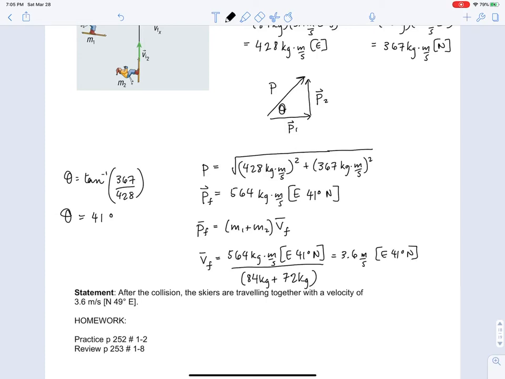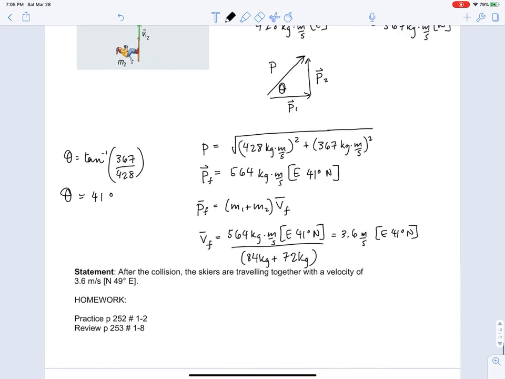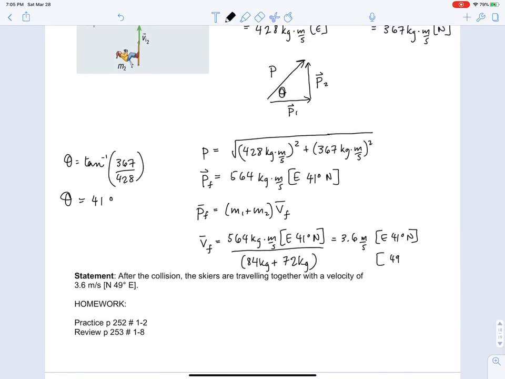Note, the textbook has solved this and reported the answer as 49 degrees east of north. They found the complementary angle instead. Both are correct. Know that they are both correct.